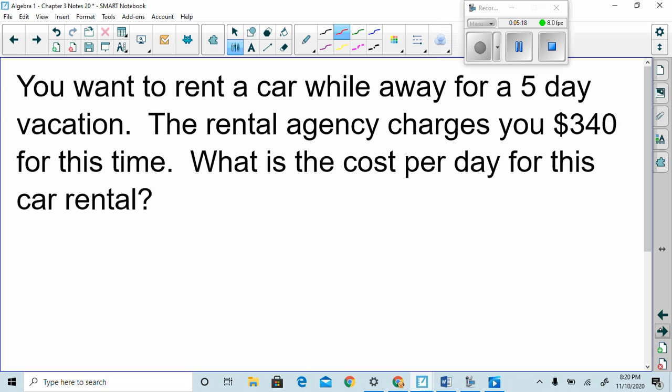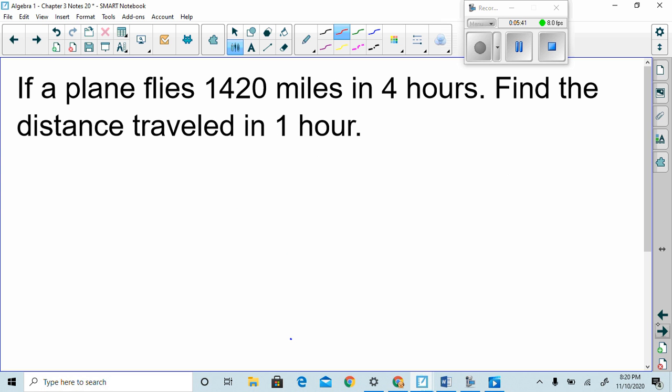Here we might see something in the form of a word problem. You want to rent a car while you're away for a 5-day vacation, and the rental agency charges you $340 for that 5-day rental. What would it cost if you only rented it for 1 day? Another word problem: if a plane flies 1,420 miles in 4 hours, find the distance traveled in 1 hour.